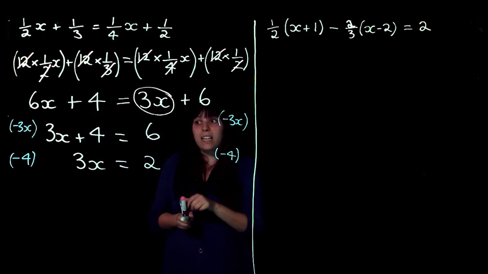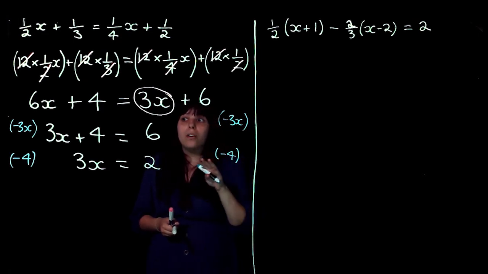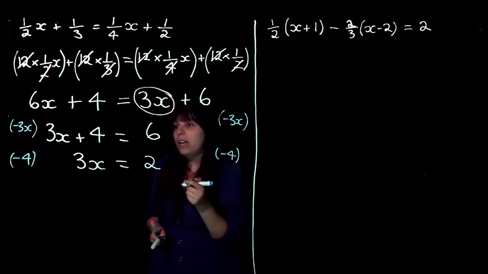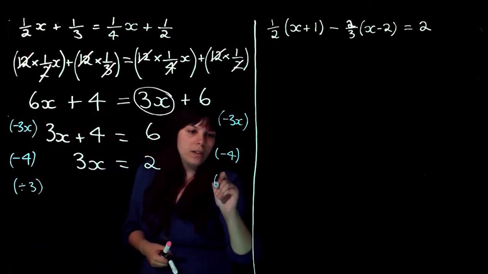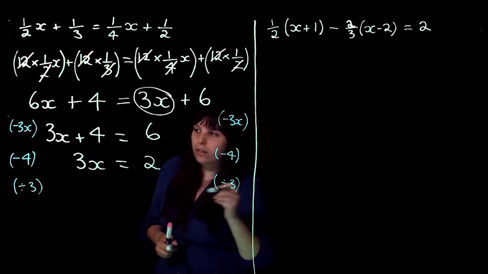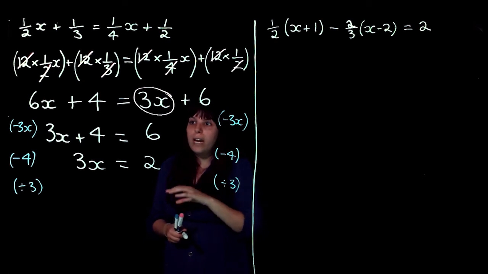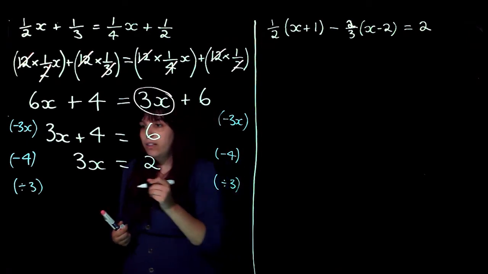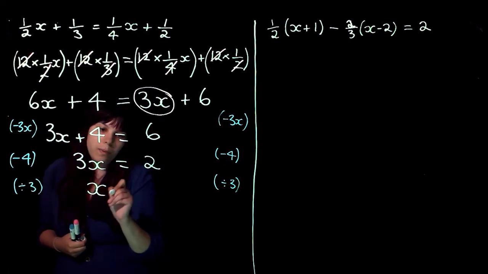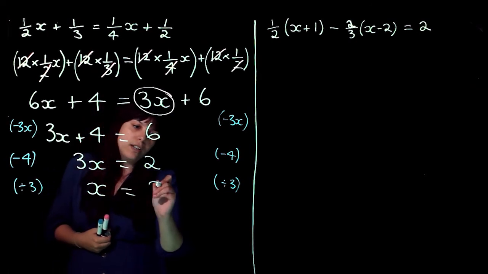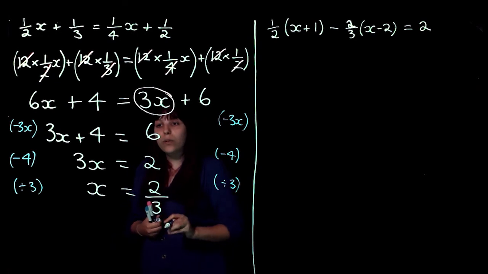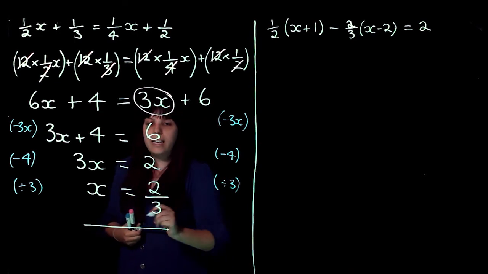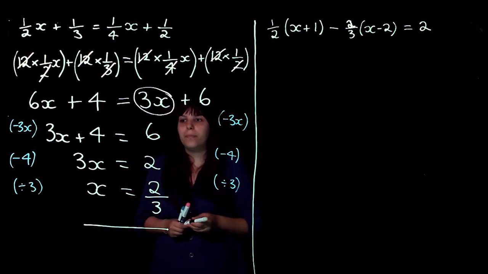Now I've got 3 x's and I only want the 1. So I'm currently multiplying by 3. So to get rid of that, I'm going to divide by 3. So 3x divided by 3, the 3 is cancelled to give me 1, so that leaves me with 1x. And then on this side, I've got 2 divided by 3, which is a fraction in its simplest form. So my solution is x equals 2/3.